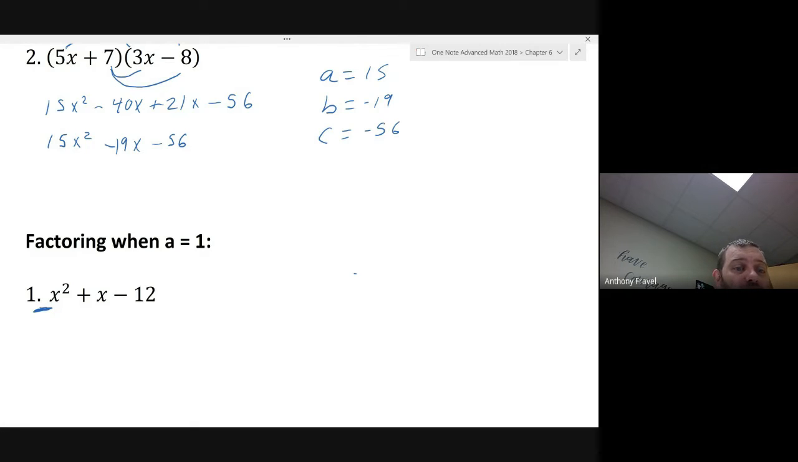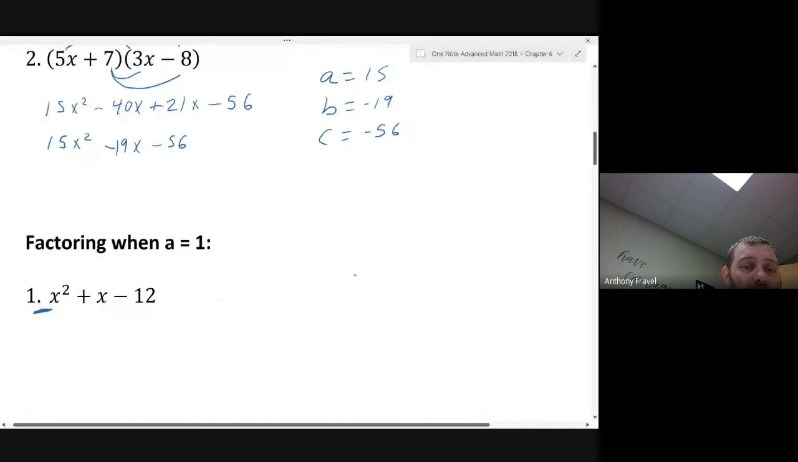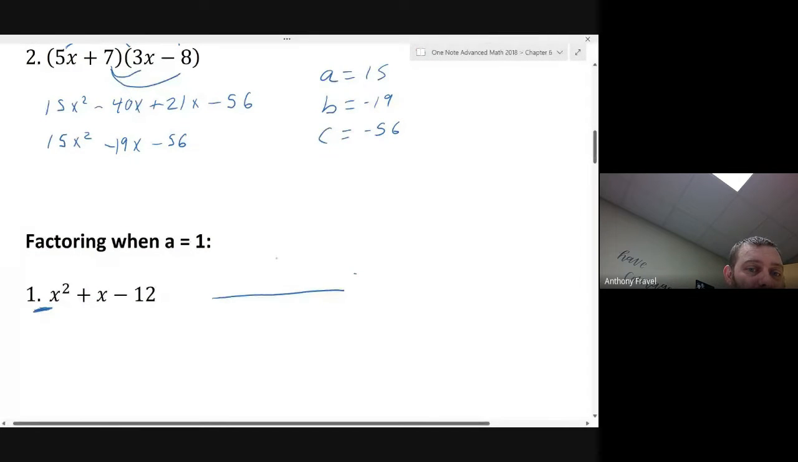All right, so the two things that we need to figure out. We need to figure out which term is in the B value. I'm going to write these ones down. I've got A, B, C, just so I can show you what's going on. My A value, again, was 1. My B value for this one is 1. And my C value is going to be negative 12.